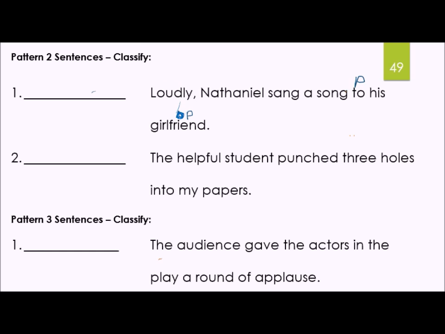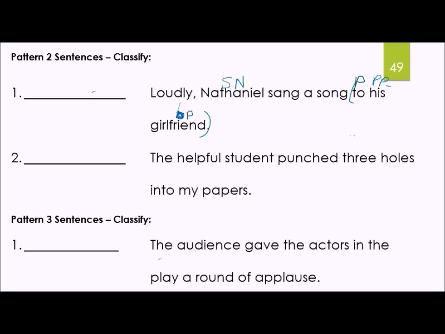All right. To his girlfriend. His is, whose girlfriend? His. Possessive, pronoun, adjective. I feel like I should just start over. Let's put parentheses around to his girlfriend. All right, let's read the sentence without that. Loudly, Nathaniel sang a song.